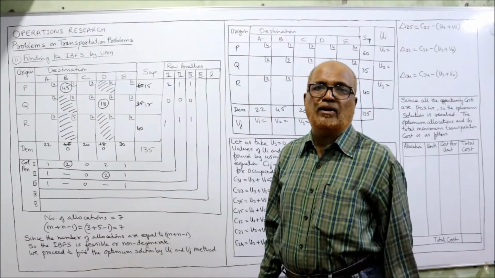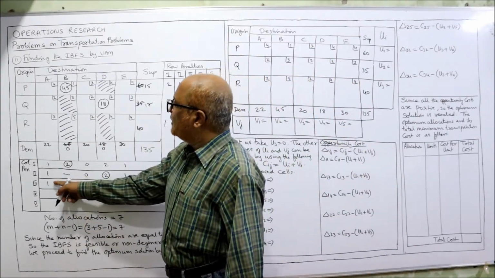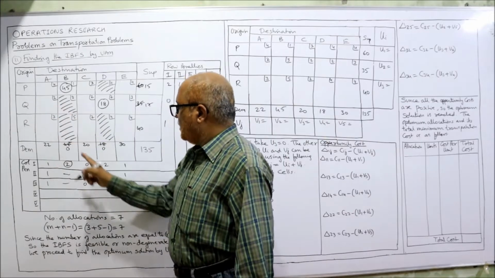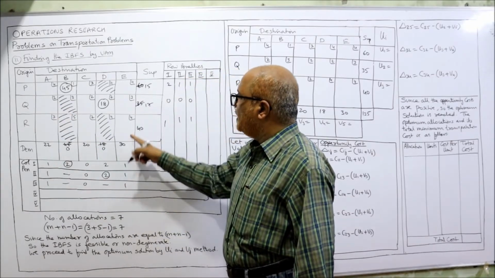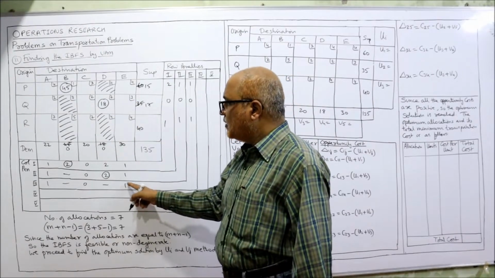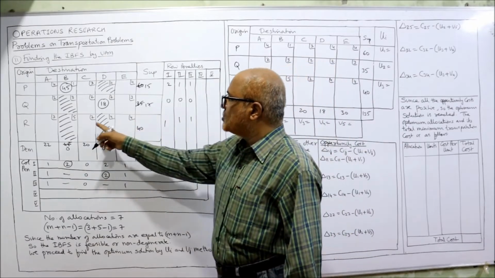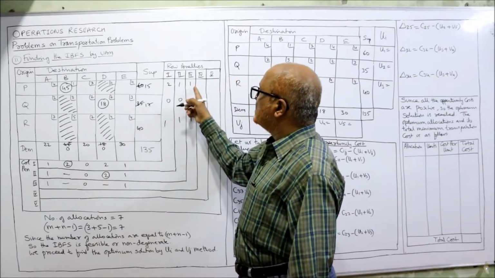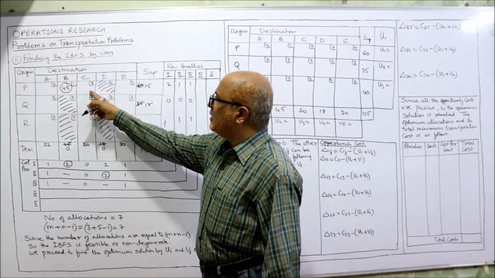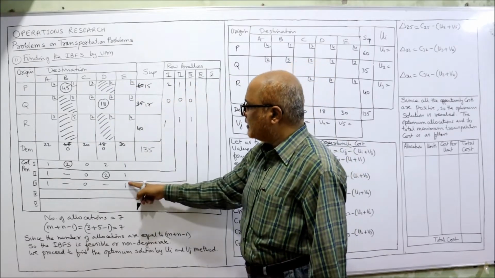There's a tie in 1. So we compare the cost. If we select this one, the minimum cost is 2. If we select this one, the minimum cost is 3. So we are not going to select this one, right? We are going to select this one. Again, if we select this one, the minimum cost is 2. If we select this one, the minimum cost is 3. So we are not going to select this one and we are not going to select this one.